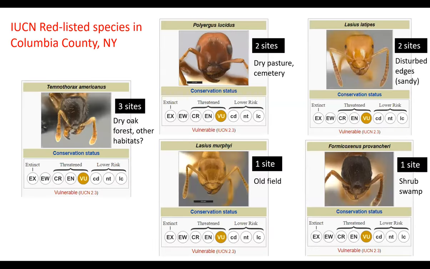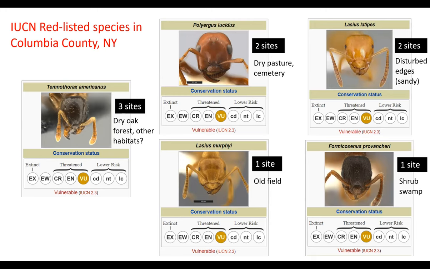And then we have five red-listed species. And within our 450 plots, these are really rare in our landscape. Just a handful, one, two, three sites out of 450. And the habitats, you have a mix. Formicoxenus was found in a shrub swamp, so a wetland. Whereas Temnothorax americanus likes dry oak forests, where its host species is.